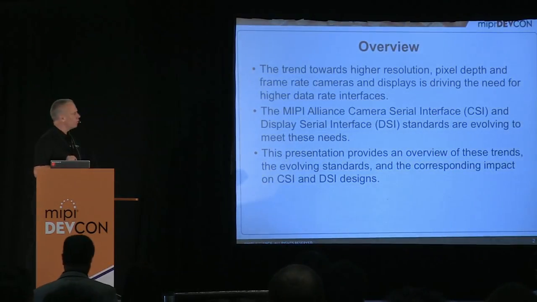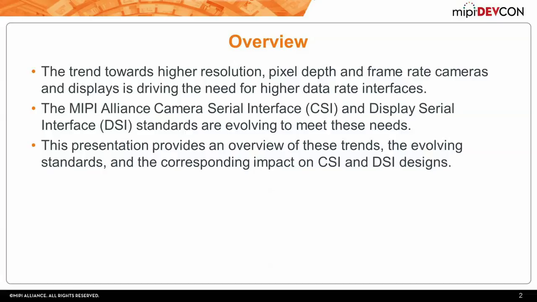Okay, so fundamentally, the problem is not that complex. I've got some graphs that will show this with some specific numbers. The problem fundamentally is cameras and displays are getting to be higher resolution. We're all familiar with the transition in our living room of our TVs from standard definition to high definition. That's happening in the camera and display marketplace. But not only are cameras and displays getting more resolution, but the resolution that's being shown is increasing both in terms of the pixel depth and in terms of the frame rate.